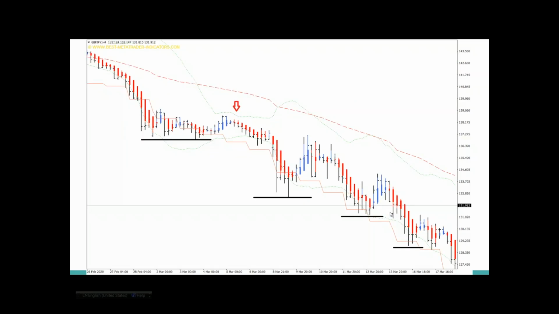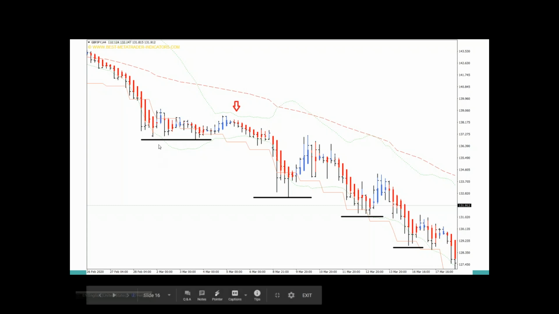And now this is another example, the British pound versus the Japanese yen. And again, take a look. Every time you see a low in those darker lines, it becomes lower and lower and lower.